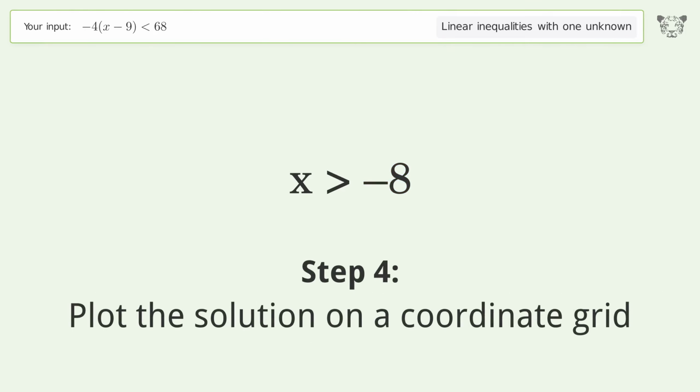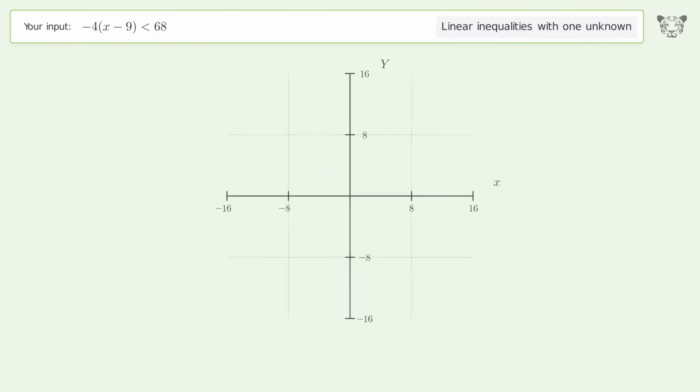Plot the solution on a coordinate grid. And so the final result is x greater than -8.